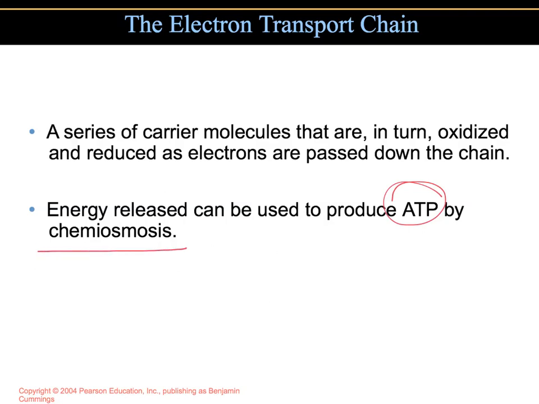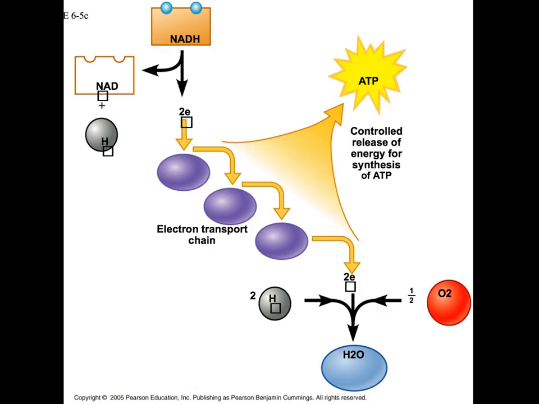So this slide is simply showing the electron transport chain having a sequence of carrier molecules that are being shown here. And these are capable of oxidations and reductions. When electrons are passed down this chain to the oxygen molecule here, then energy is going to be released in a stepwise fashion. And this energy is going to be used to drive the chemiosmosis, which makes this ATP.